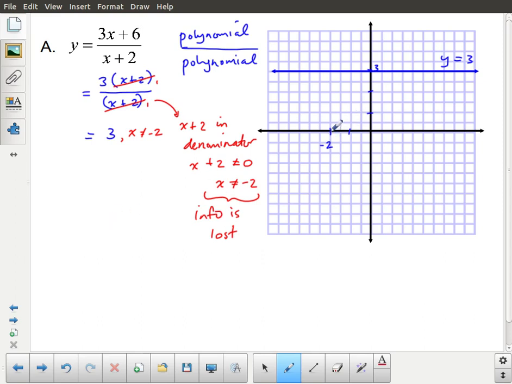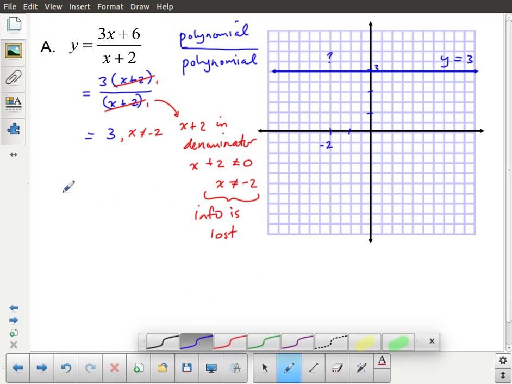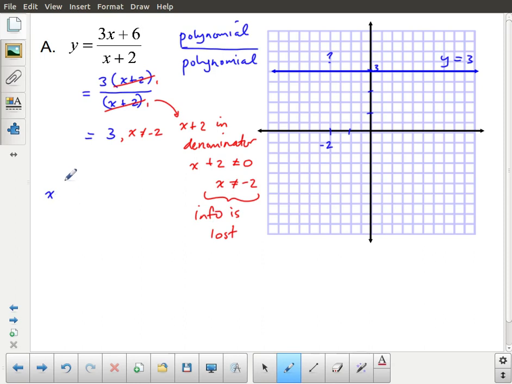if I put in x equals negative 2, then I'd have to ask myself, well, what's supposed to go here? Because I have this information being lost. X is not allowed to be negative 2. So how do I account for that? So before I do that, let's just go ahead and work through this as a table of values instead.